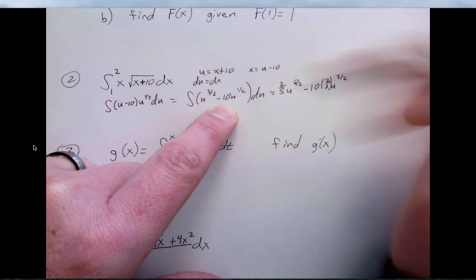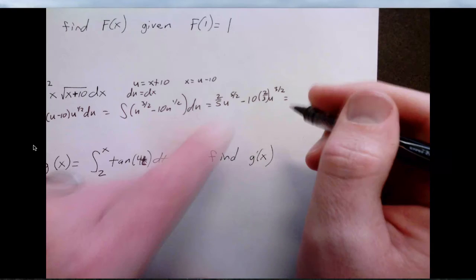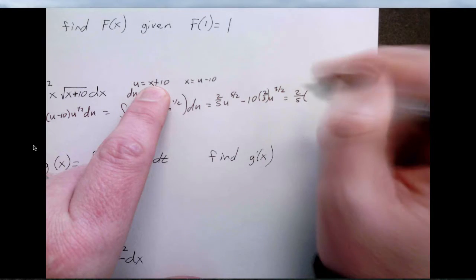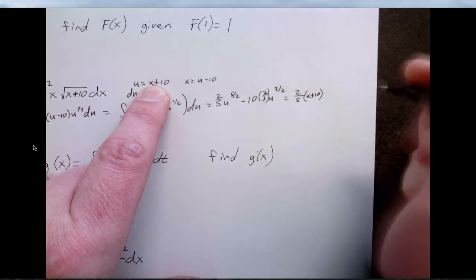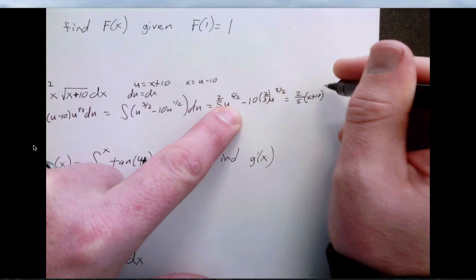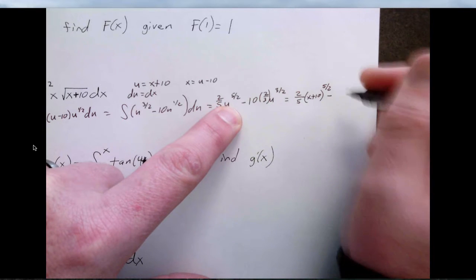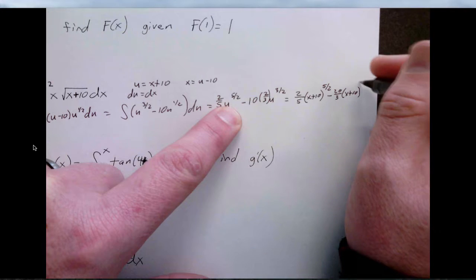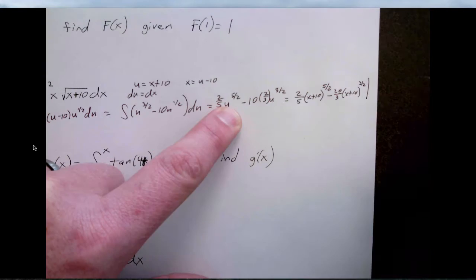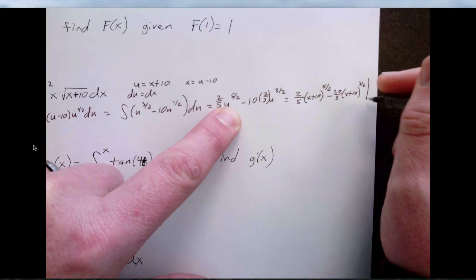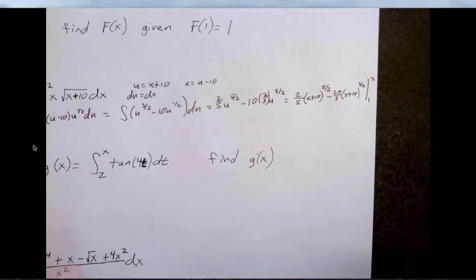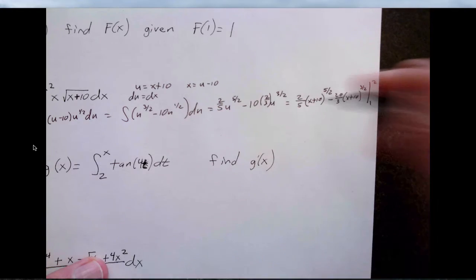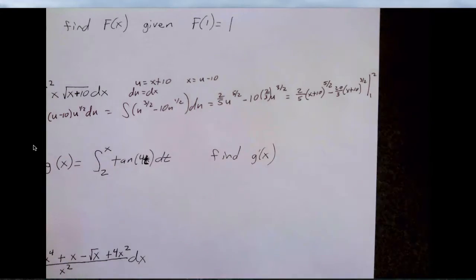Okay, I'm now going to switch it back to x's. So when I switch this back to x, I have 2/5. And u equals x plus 10, so I'm going to have x plus 10 taken to the power 5/2. Okay, minus, I'm going to write that as 20/3, x plus 10 to the 3/2. And that is then taken from 1 to 2. I can use the limits of integration because they were back in x's. So the 2 is going to go into this, and the 1 is going to go into this, and we'll just type that into the calculator.